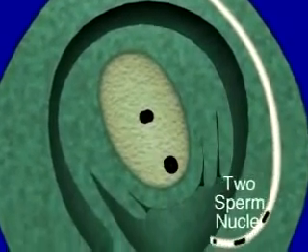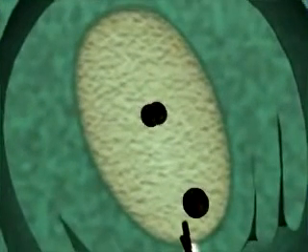The two sperm cells travel through the pollen tube and enter the ovule. One sperm fuses with the haploid egg cell to form the zygote. The other sperm unites with the diploid central cell to form a triploid cell that will develop into endosperm.